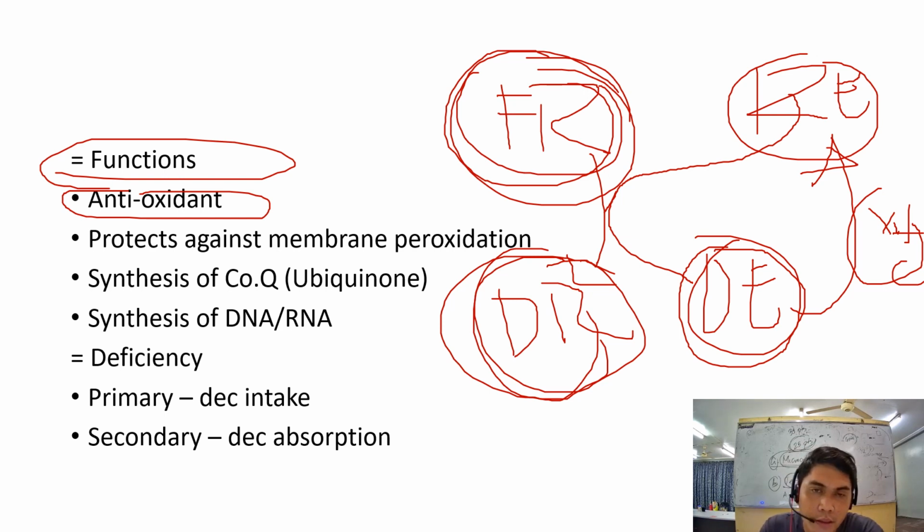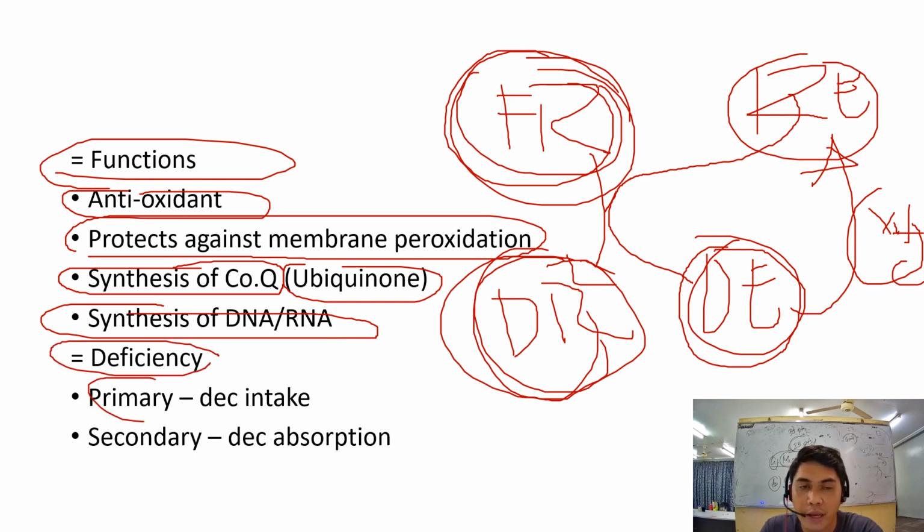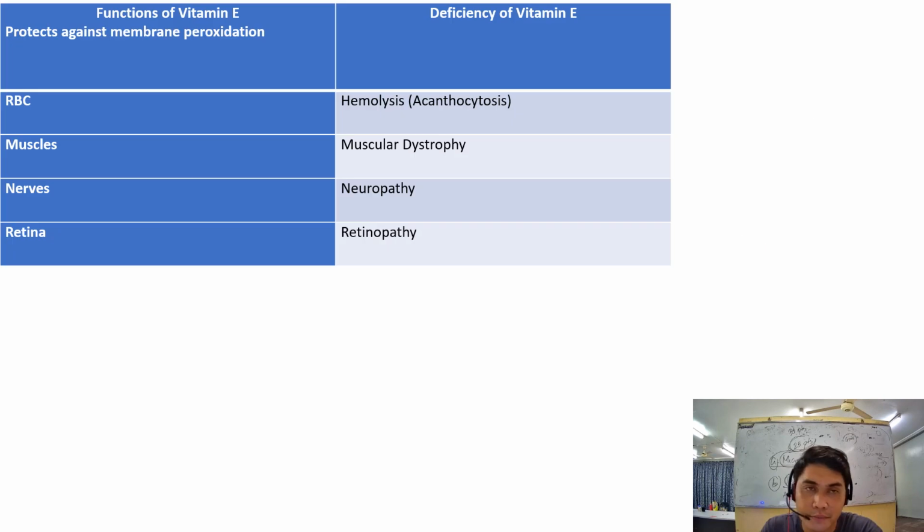It protects against membrane peroxidation, or damage of the membrane, and it's also important for the synthesis of coenzyme Q, or ubiquinone. It's also needed in the synthesis of DNA and RNA. If there's a deficiency, there are two types, primary and secondary. Same as vitamin A, primary is decreased intake, and secondary is decreased absorption. So that's for vitamin E deficiency.